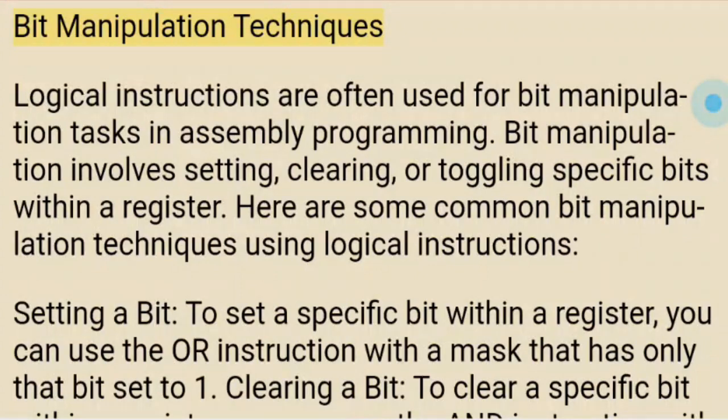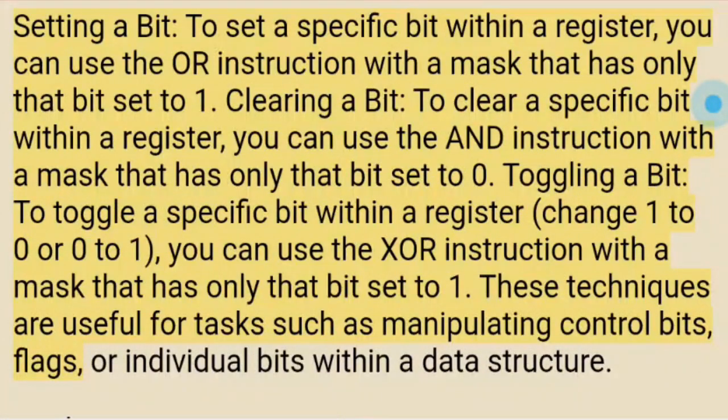Bit manipulation techniques. Logical instructions are often used for bit manipulation tasks in assembly programming. Bit manipulation involves setting, clearing, or toggling specific bits within a register. Here are some common bit manipulation techniques using logical instructions. Setting a bit. To set a specific bit within a register, you can use the OR instruction with a mask that has only that bit set to 1. Clearing a bit. To clear a specific bit within a register, you can use the AND instruction with a mask that has only that bit set to 0.